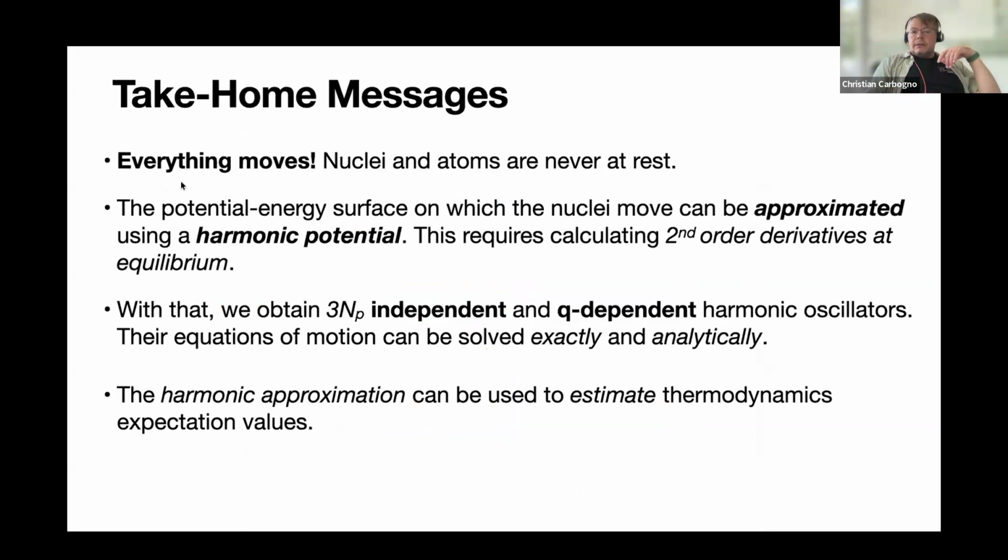So far we have now gone over all this nice harmonic approximation. We started by discussing that all nuclear atoms move. We've shown that we can approximate the potential energy surface by using a parabola in the so-called harmonic approximation, that we can solve these equations analytically in this parabola, and this can give us now estimates on the thermodynamics.